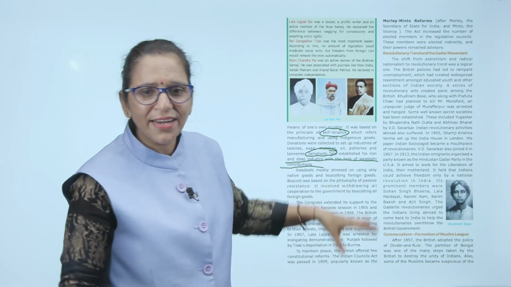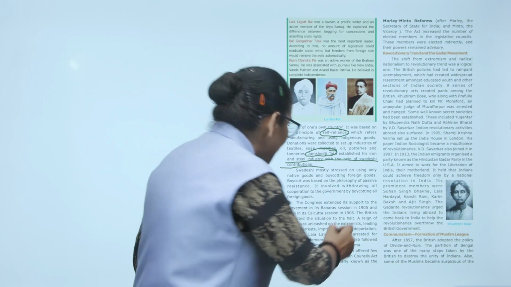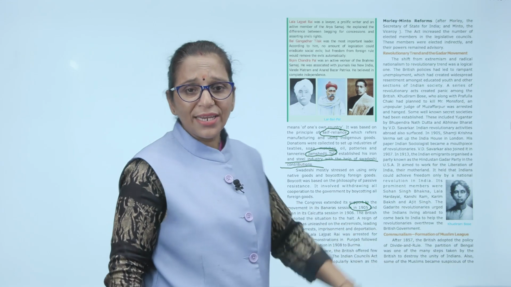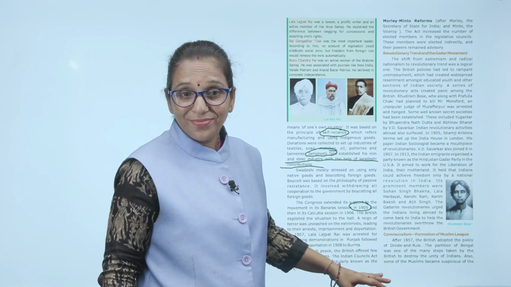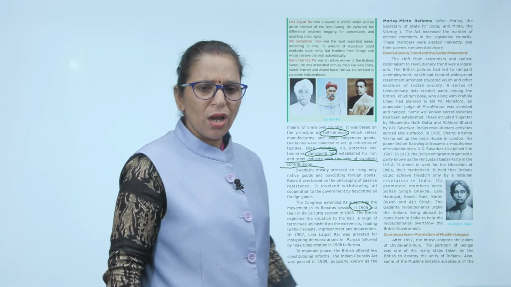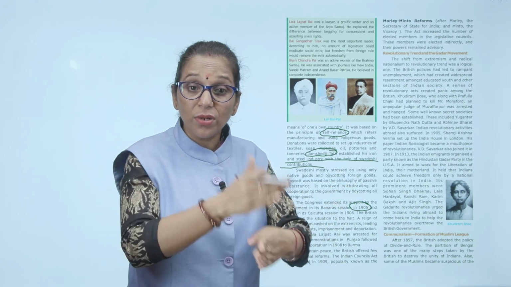The Congress extended its support to the movement in its Banaras session in 1905 and then in its Calcutta session in 1906. Then what happened? The British exploited the situation. Now the Britishers felt it is out of control. What did they do? The brutal suppression.